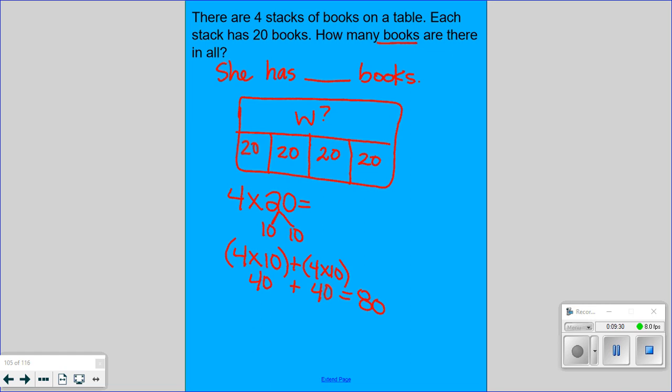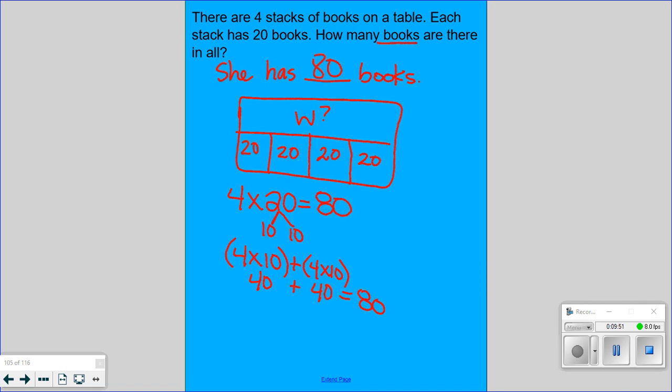So we know 4 groups of 20 is worth 80. Is that the answer? That is our total. That's our total number of books. That's a lot. That is a lot of books. 4 stacks of 20 is kind of a lot of books. You know, imagine how long it'll take to clean all those books up.